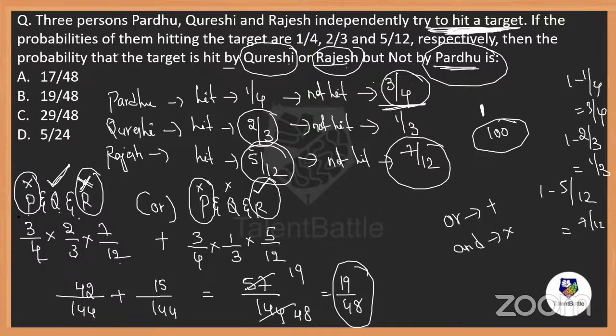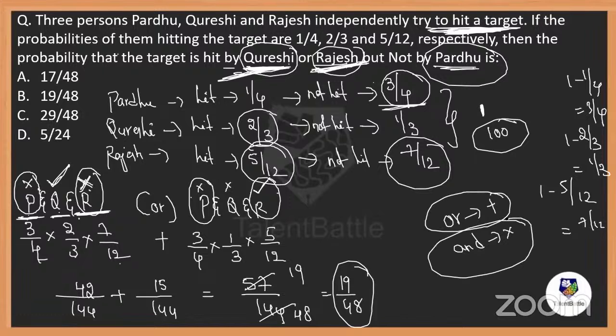And they have given you Prabhu, Qureshi, Rajesh. The criteria they have given: either it can be hit by Qureshi or else by Rajesh. First case, what I thought, it will be hit by Qureshi. Then remaining 2, no. Next case, it will be hit by Rajesh. So remaining 2, it should be no. And we just substituted the probabilities we already know, and always OR stands for addition and AND stands for multiplication. Just substitute it here.